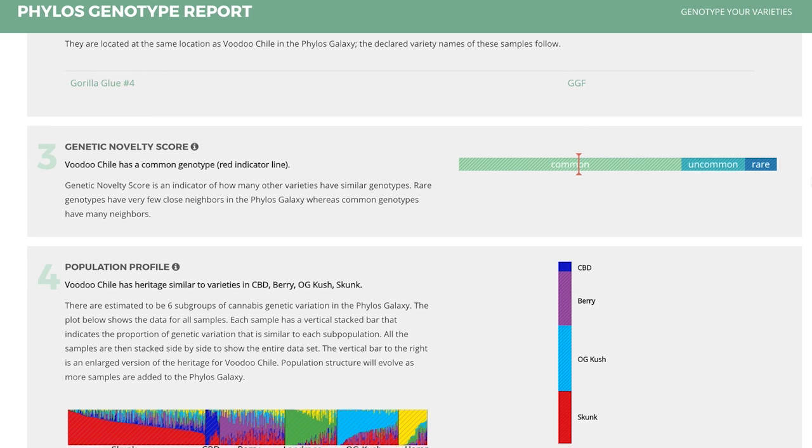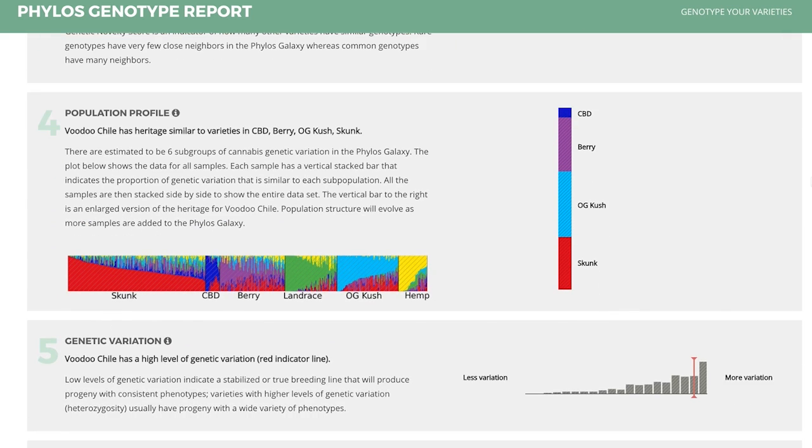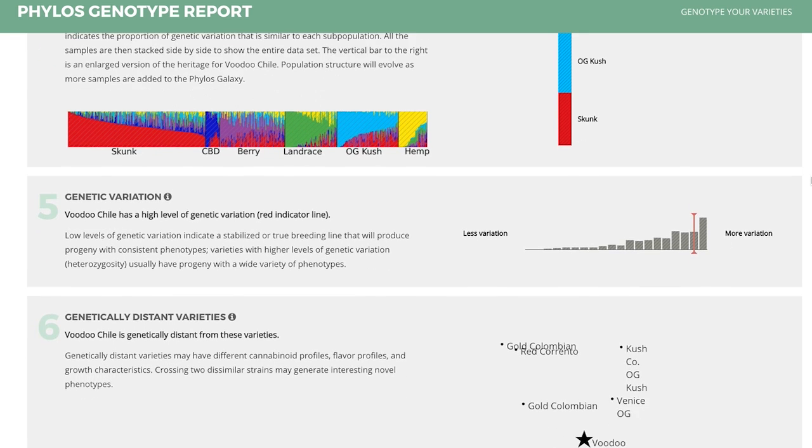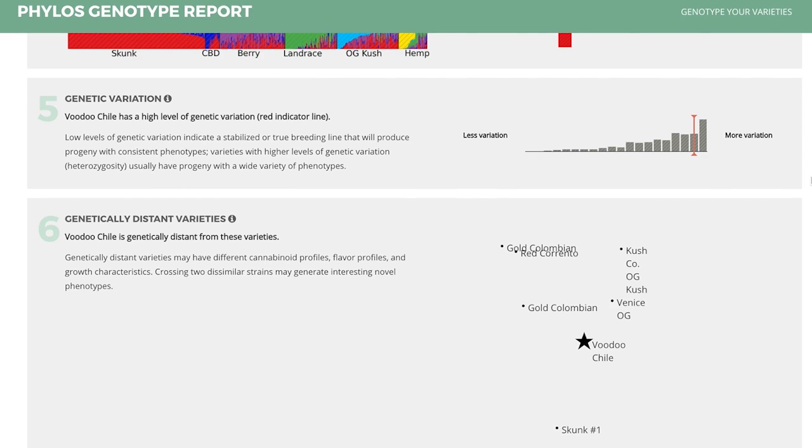The colors on the galaxy, you might have noticed that the samples are different colors, and that comes from the population profile. What this is trying to do is just tell you a little bit about the heritage of the samples. Is it related to an old school variety like skunk? Does it have a similar genetic profile? Or is it similar to what we think of as OG Kush? And this variety is actually a hybrid that looks like it has a diverse genetic profile.